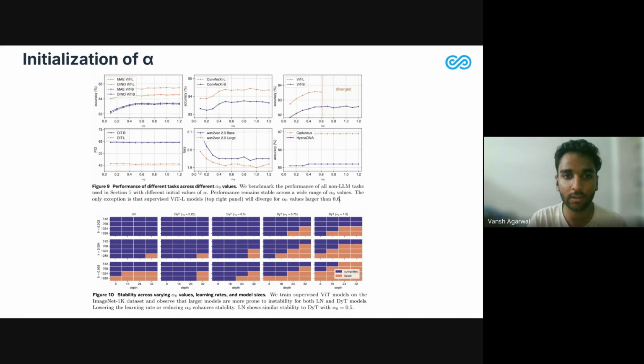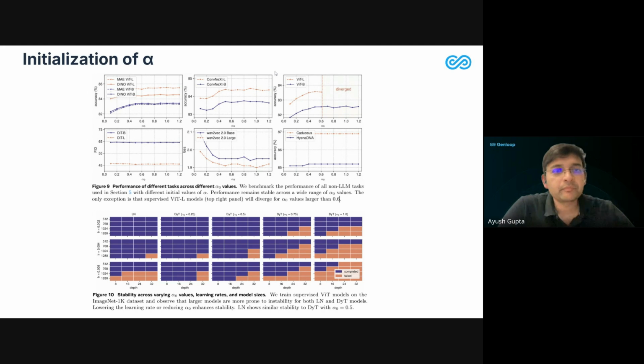So any doubts right now? Makes sense. Pretty intuitive.